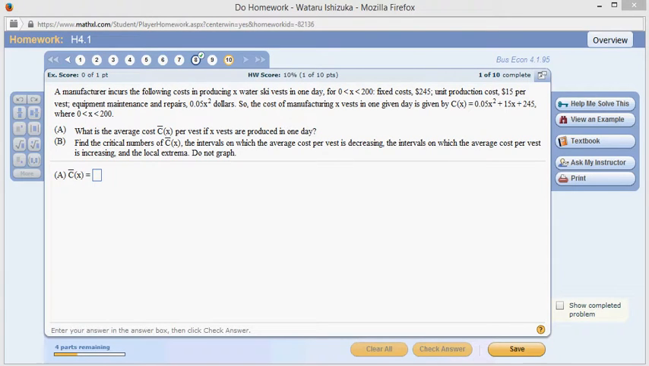Alright, let's look at homework 4.1, problem number 10. This is the cost function problem. The cost function is given as C(x) = 0.05x² − 15x + 245, where x is between 0 and 200. And what is the average cost? The average cost is just the cost function divided by x. So let's do that.